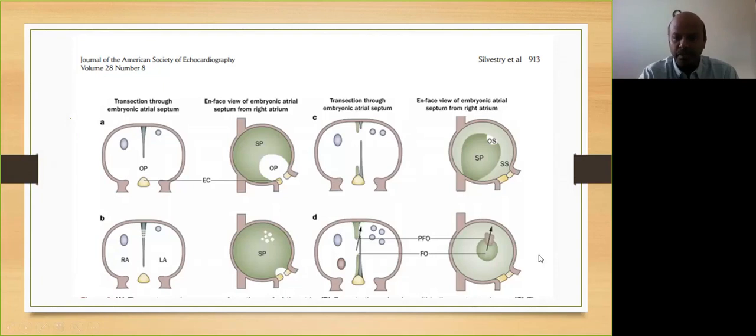So if you look at this secundum ASD, you would see that the anterior and superior part of the septum is adjacent to the aortic sinus, the right sinus of Valsalva, and the inferior posterior margin is adjacent to the IVC. And so that is the basic understanding of the ostium secundum ASD.